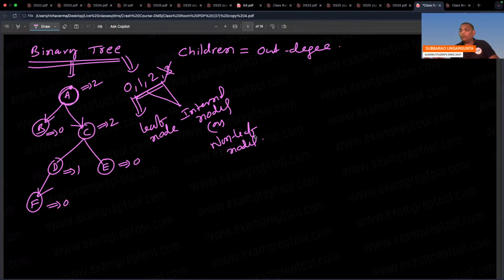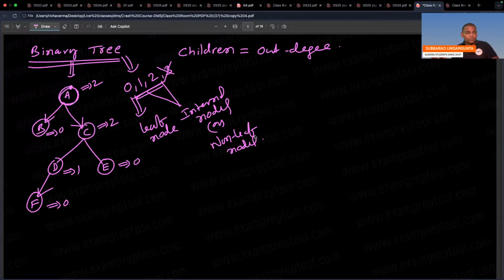Children are nothing but out degree. I think everything is perfect. Now understand everyone. When you say leaf node, 0 child. When you say children, out degree. Please be careful everyone. Children means out degree. Leaf node means 0 child.